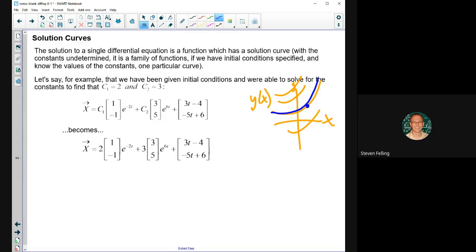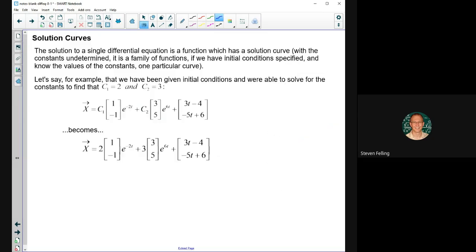But in this case, we have three things, right? We have two dependent variables, y and x, but then we have one independent variable, t. So there's different ways we could graph, right? We could graph x versus t, y versus t, or x versus y. They all are used in different places.